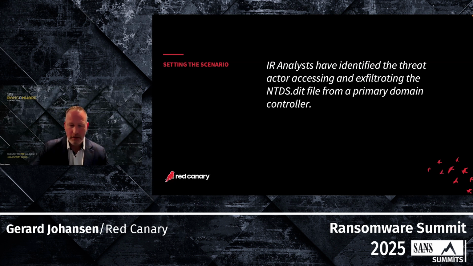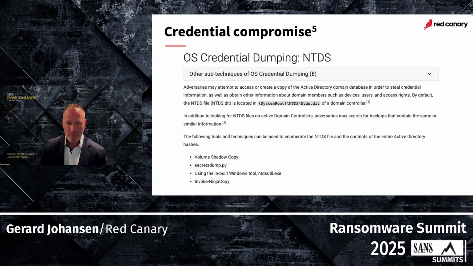All right. I said it was getting bad. It's still going to get a little bit worse for us here. The IR analysts have identified the threat actor accessing and exfiltrating the ntds.dit file from a primary domain controller. In the Slack channel, somebody was highlighting some reports from The DFIR Report, and we see this a lot. I think there was the Cobalt Strike SOX breach indicated just a little while ago where they attempted to do this. Very common. A lot of intel and a lot of tools are used to do this.